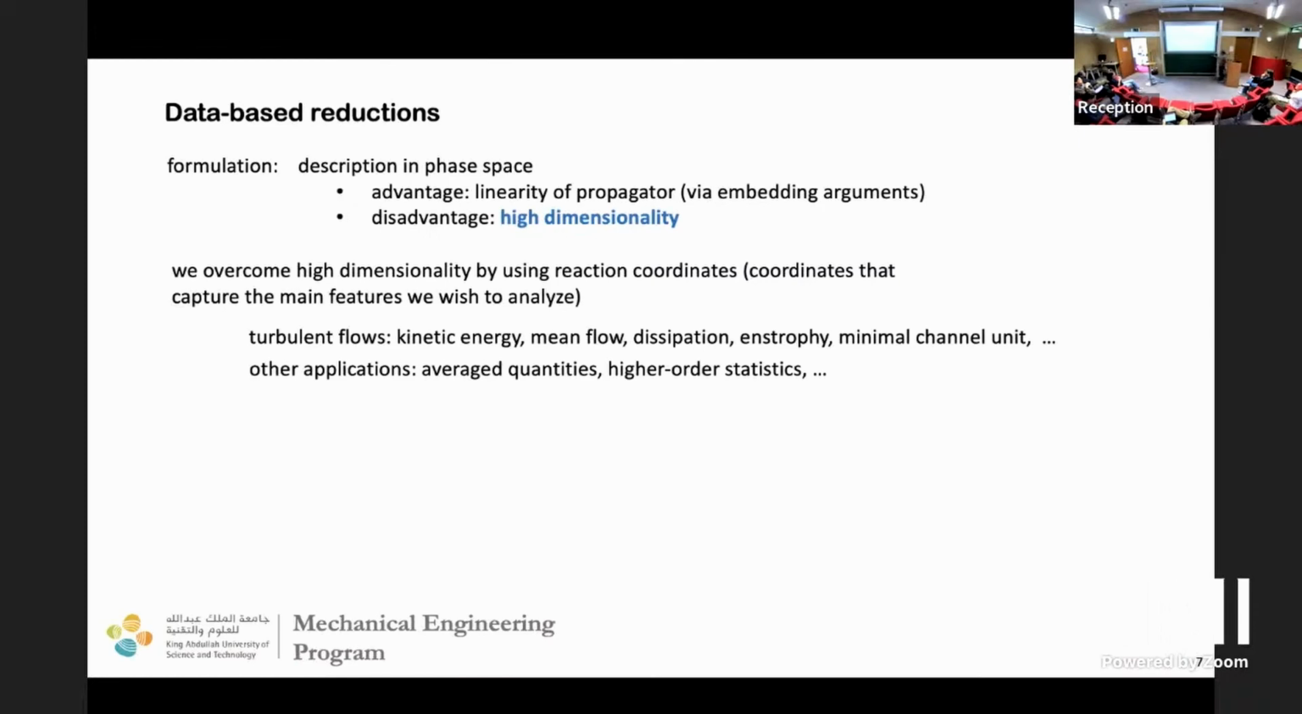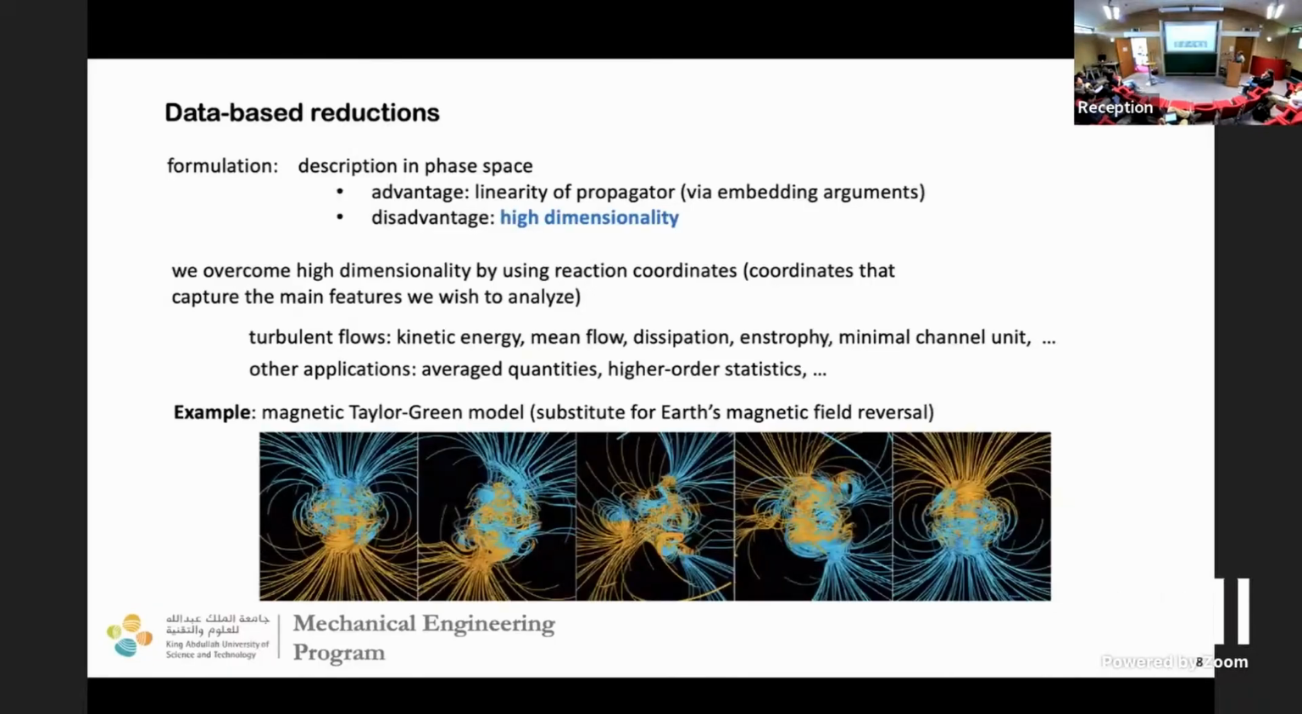The specific application that I want to talk about is the one that they do at the Université Côte d'Azur, and that one is a magnetic Taylor-Green model, which is a substitute for Earth magnetic field reversals. Okay, so you have the Earth magnetic field here. The North Pole is where we usually have the North Pole, where we used to have the North Pole, but that hasn't always been like this. The magnetic North Pole is often where the South Pole is, or very close by.